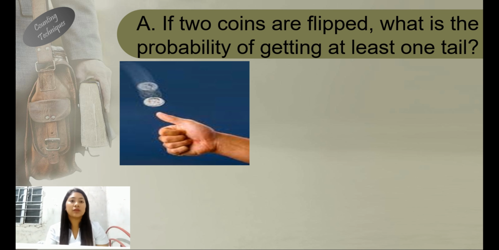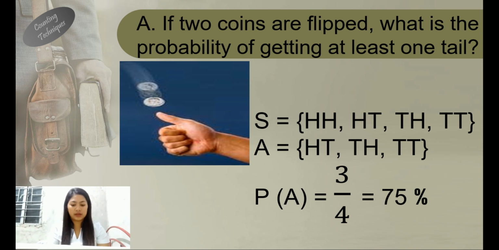Okay, if 2 coins are flipped, what is the probability of getting at least 1 tail? So, let us start by flipping 2 coins. We get head-head, head-tail, tail-head, and tail-tail. Remember that event A is asking for at least 1 tail. So, the second and third have 1, and the fourth has 2 tails. Then, our sample space is HT, TH, and TT.